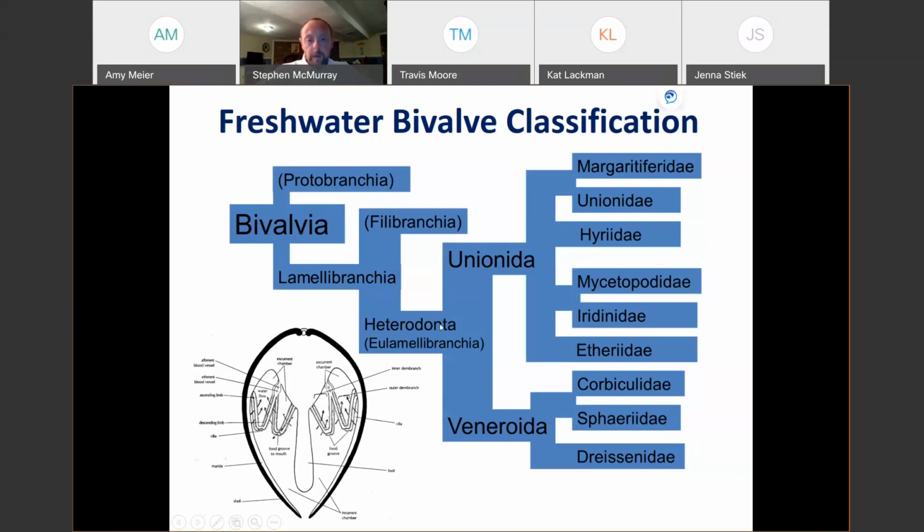And then we slip down here to the heterodonta, and that splits us into our two orders, the Unionida and the Veneroida. The Veneroids, it's a tough thing to say. That's where Corbicula, Asian clam, comes in, our sphaeriids, native fingernail clams, and then zebra mussels. And then the Unionida is where all of our native freshwater mussel families occur. Anytime you see a DAE at the end of a word, it designates a family.